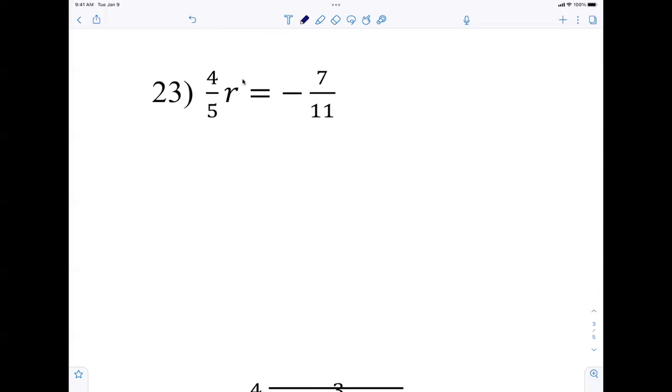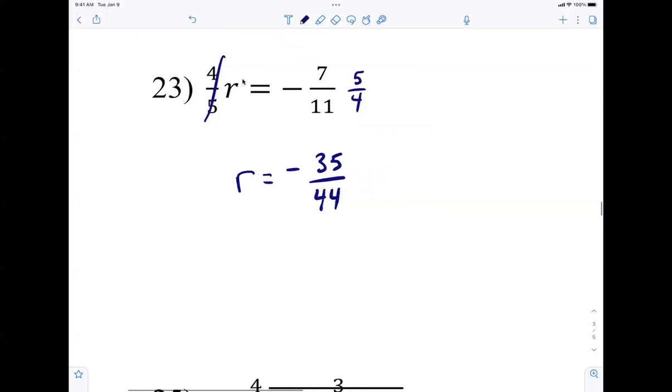Multiply by the reciprocal, 5/4. Beautiful. Is there anything that can reduce? No. So tell me my answer. So it will be negative 35/44. You are amazing. Negative 35/44. So remember, whenever you have a fraction with multiplication, it's multiply by the reciprocal. Multiply by the reciprocal. Austin, you're up.